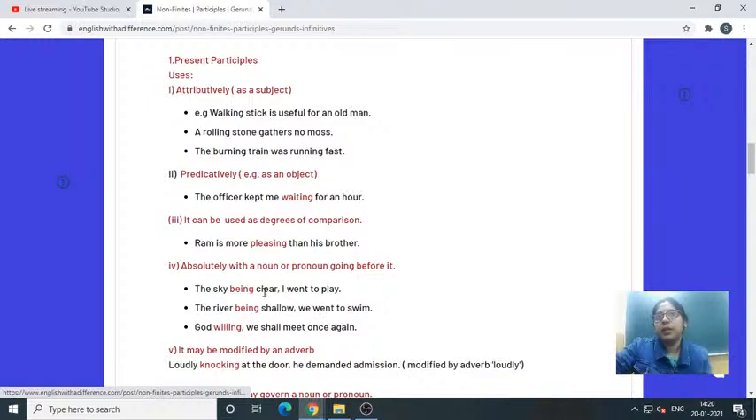The sky being clear, I went to play. Absolutely with a noun or pronoun going before it. The sky being clear, I went to play. The river being shallow, we went to swim. God willing, we shall meet once again. So these are the examples of the present participle.